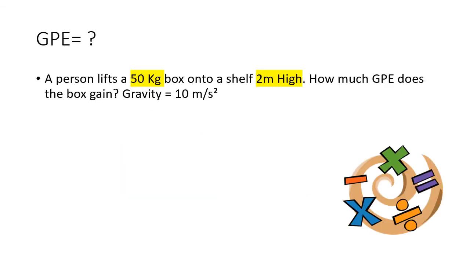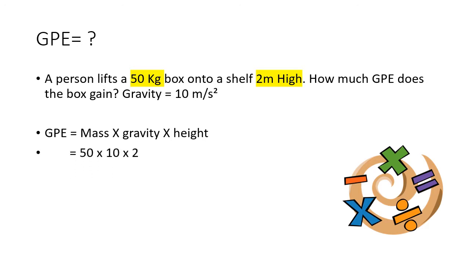Based on the equation, we are going to calculate gravitational potential energy. A person lifts a 50 kilogram box onto a shelf which is 2 meters high. How much gravitational potential energy does the box gain? If we consider the gravity to be 10 meters per second squared, then using the equation mgh, mass times gravity times height, we get 50 times 10 times 2, which is equal to 1000 joules.